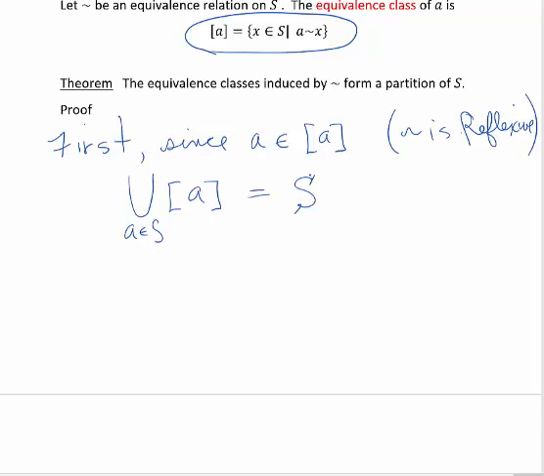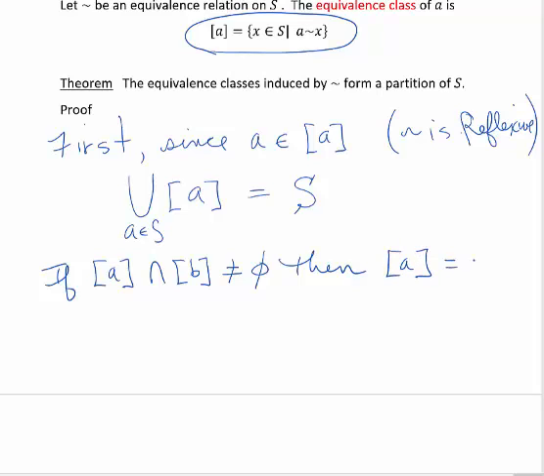Now, to prove that the equivalence classes are mutually exclusive, here's what we need to show: if the equivalence class of A intersect the equivalence class of B isn't empty, then they are equal. The equivalence class of A is equal to the equivalence class of B. That's what we need to show in order to show that the equivalence classes are pairwise disjoint.